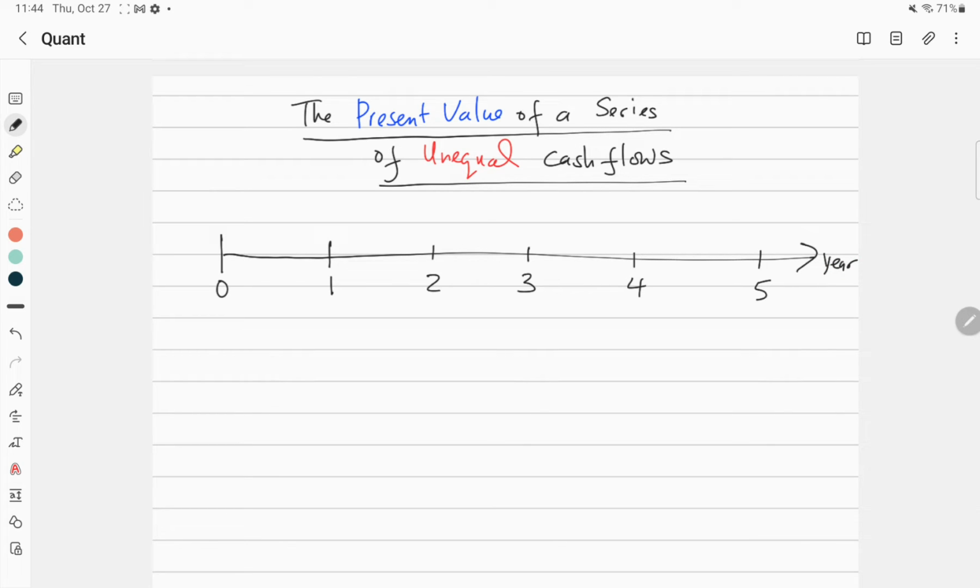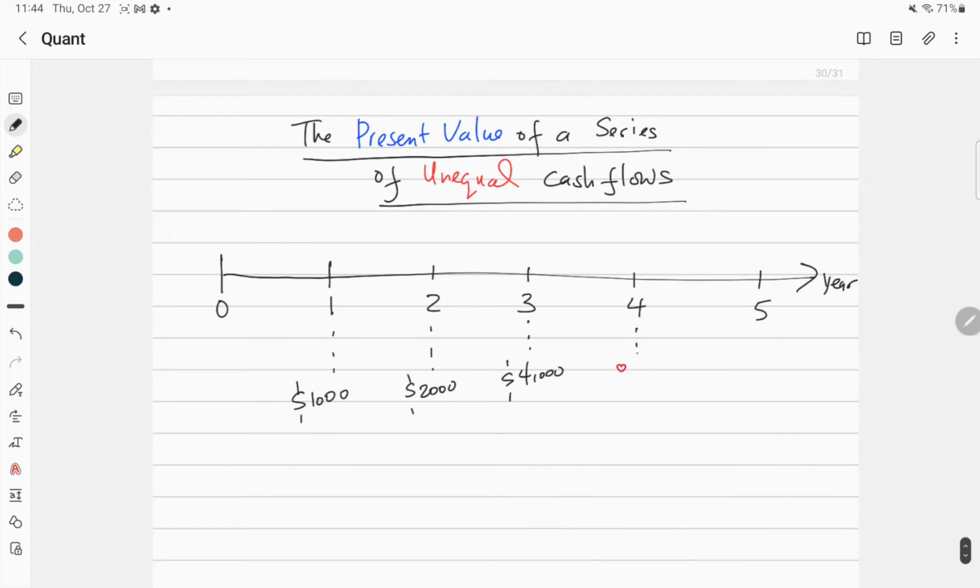Now, this ordinary annuity pays $1,000 at the end of the first year, pays $2,000 at the end of the second year, pays $4,000 at the end of the third year, pays $5,000 at the end of the fourth year, and pays $6,000 at the end of the fifth year.